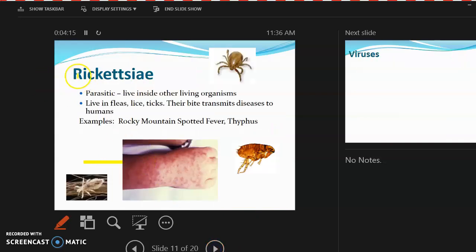Here's when we talk about rickettsia. It's parasitic, living inside other living organisms, in fleas, lice, and ticks, and they bite to transport their diseases to humans. The big example is Rocky Mountain spotted fever. That's why your parents tell you to check your head for ticks anytime you go in the woods, because ticks can bite you and give you Rocky Mountain spotted fever, and fleas carry the same thing as well.